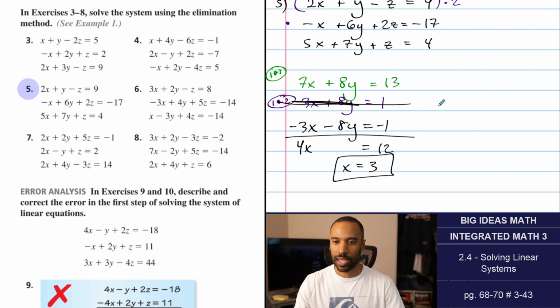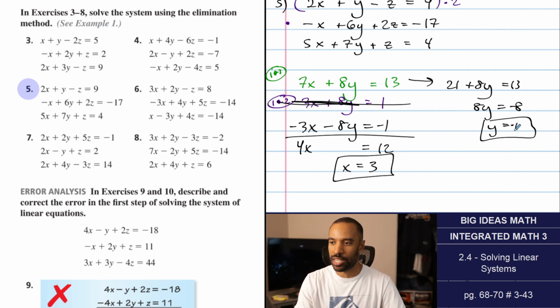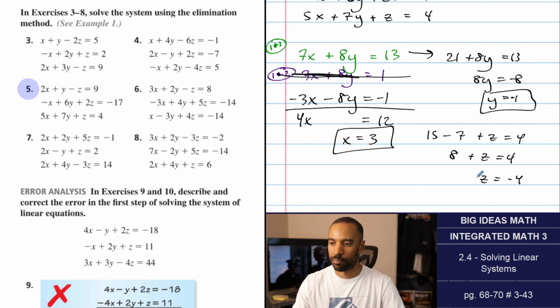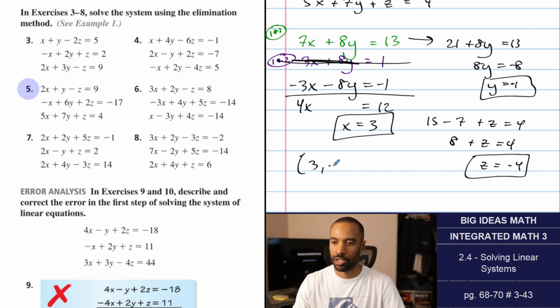So now that I got x equals 3, we're going to substitute that into an equation. Let's take this one up here. You get 21 plus 8y equals 13. 8y is negative 8, so y is negative 1. And now I need to solve for z. Let's use that bottom equation, number 3, and substitute those in. X is 3, so 5 times 3 is 15. 7 times negative 1 is negative 7. And that's 8. So z is going to be negative 4. So you have 3, negative 1, negative 4 as your final solution set, your ordered triple.